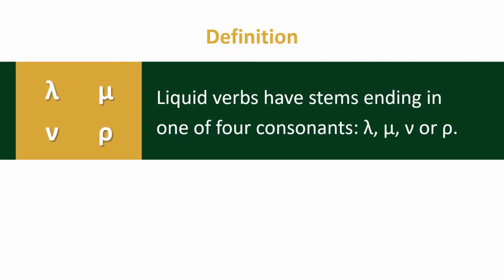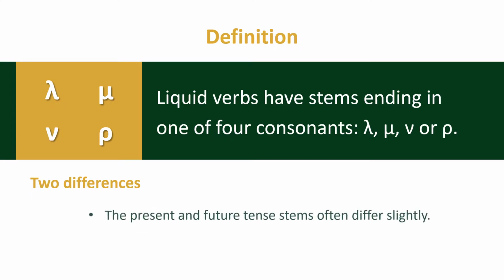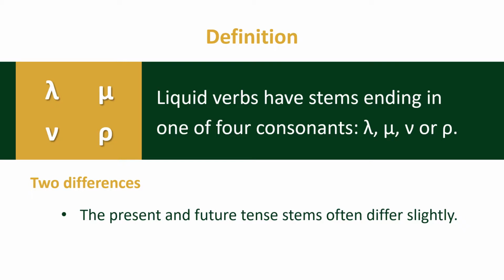Pattern 3, liquid roots. What are liquid verbs? Liquid verbs are verbs that have stems ending in one of 4 consonants: lambda, mu, nu, or rho. So a liquid verb has a stem that ends in lambda, mu, nu, or rho. There are two critical differences between liquid roots and other roots. Firstly, the present and future tense stems often differ slightly. There will be some difference between the stem in the present and future tense.